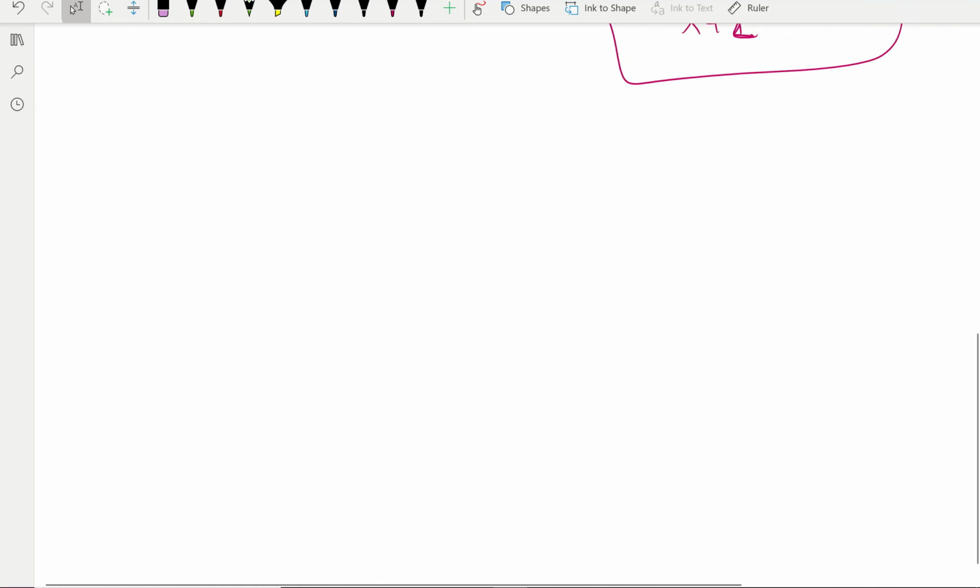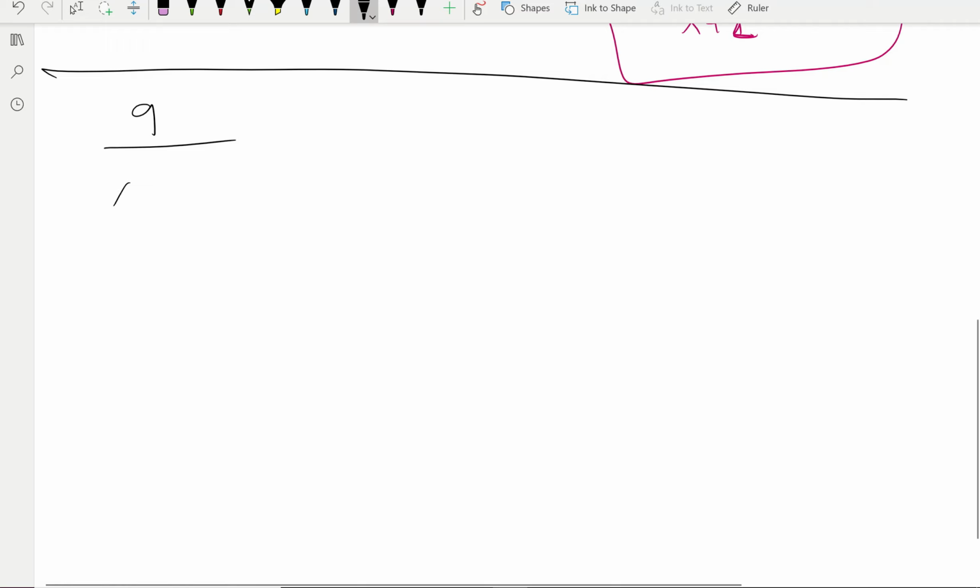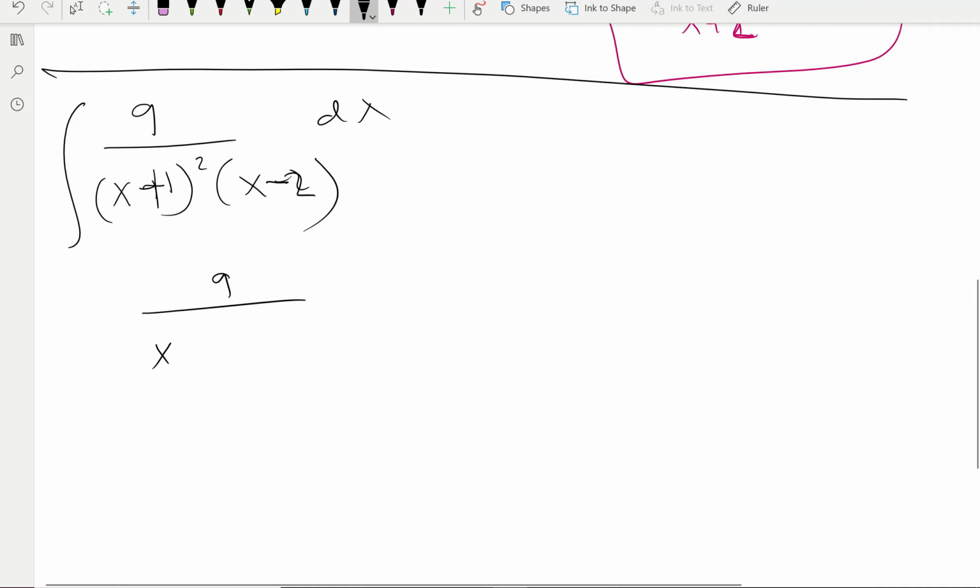So as I promised, let me show you how to do a full problem. My full problem is: you have to integrate 9 over (x plus 1) squared times (x minus 2). You know what's best to do? Pause the video and try to do the problem by yourself, and then compare the solution with me. Alright, so let's do the decomposition: 9 over (x plus 1) squared times (x minus 2).